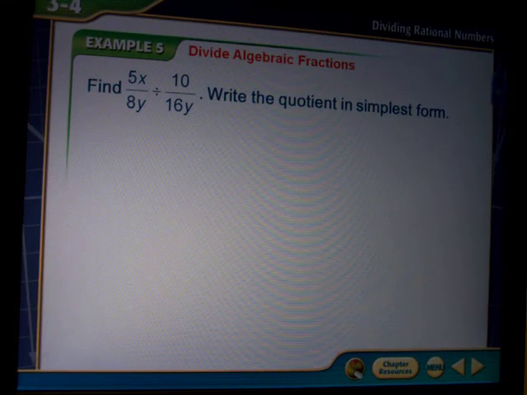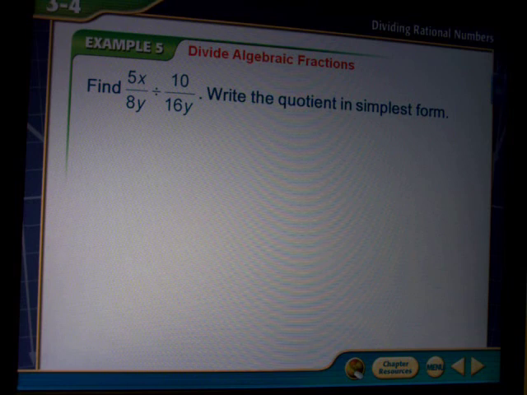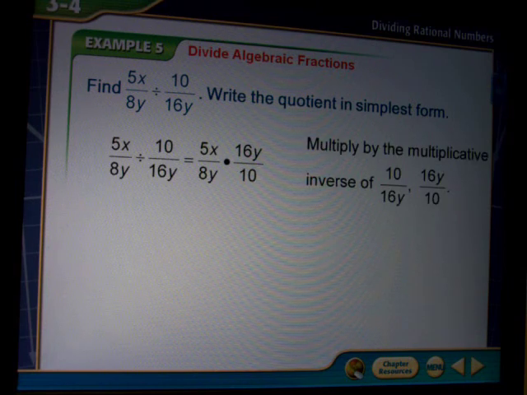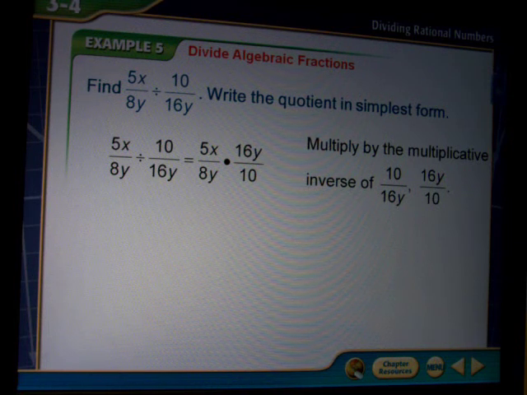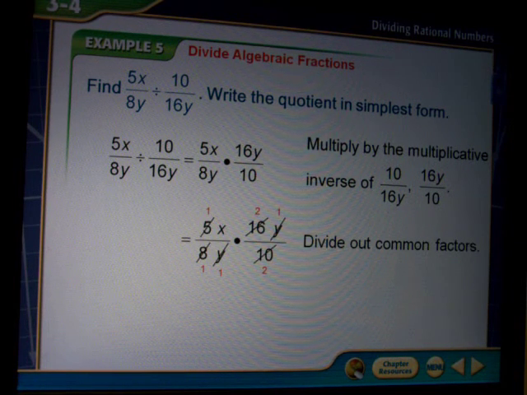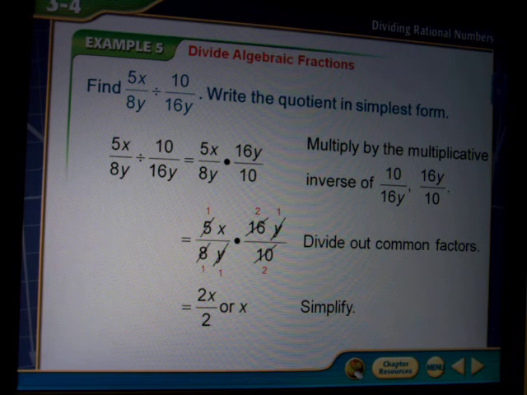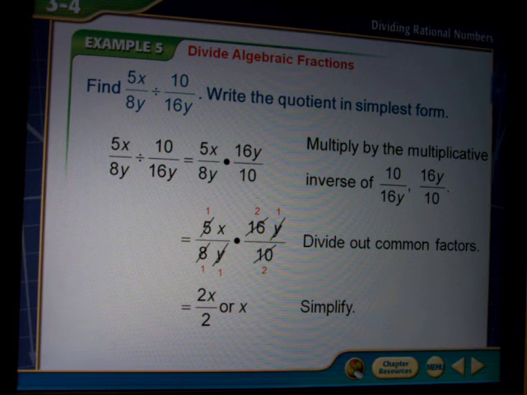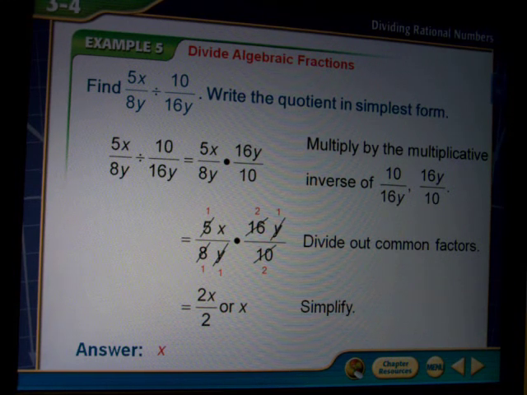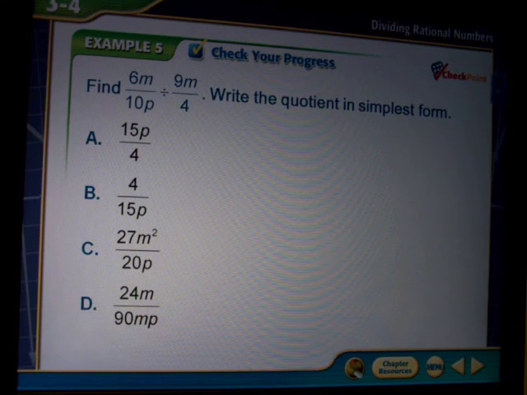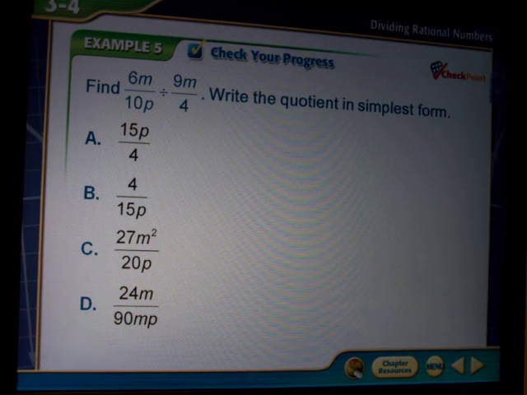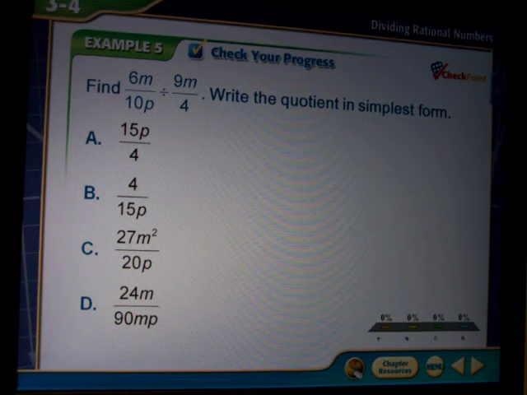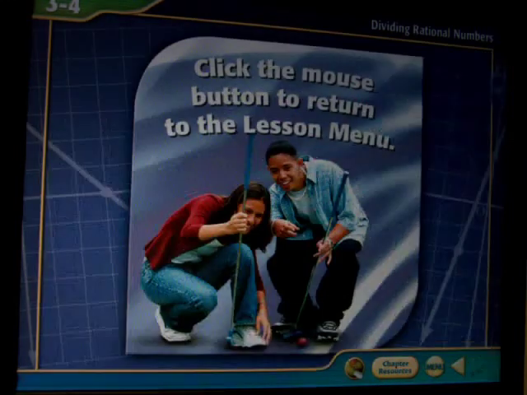So now we're going to find the quotient for this in simplest form. Same concept. We're going to multiply by the inverse, and if you notice, you get a y in the denominator and a y in the numerator. Those cancel each other out, just like numbers. And so you're left with 2x over 2, where the 2s cancel each other out, and that gives you x. So try this one. Find the quotient in simplest form. Make sure to pause the video if you need more time to solve. And your answer is B. And that concludes your lesson.